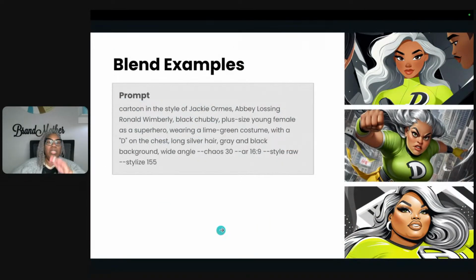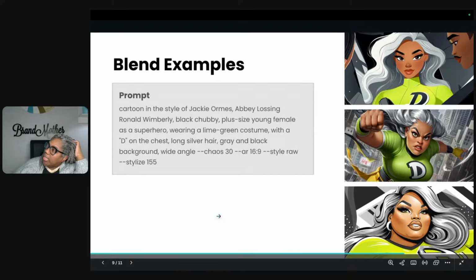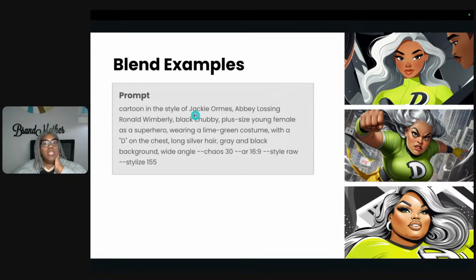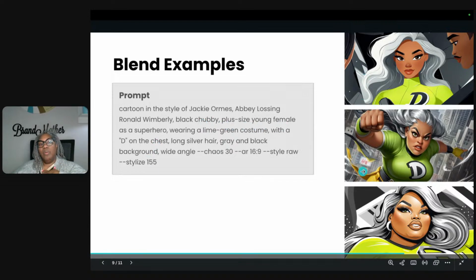So we blended several of the artists: James Ormez, Abby Lossing, and Ronald Wimberly. Then we wanted a cartoon style, and we used the same prompt we did earlier: Black, chubby, plus size female as a superhero. Look at how different these are, right?